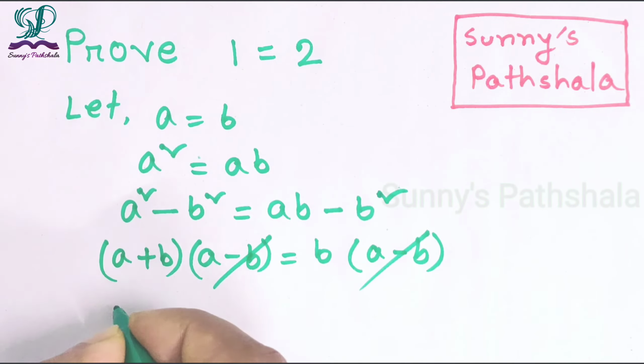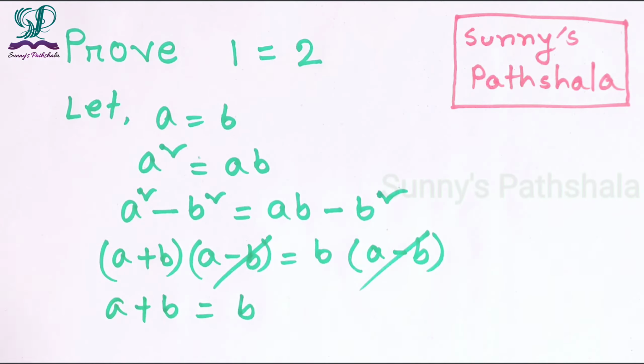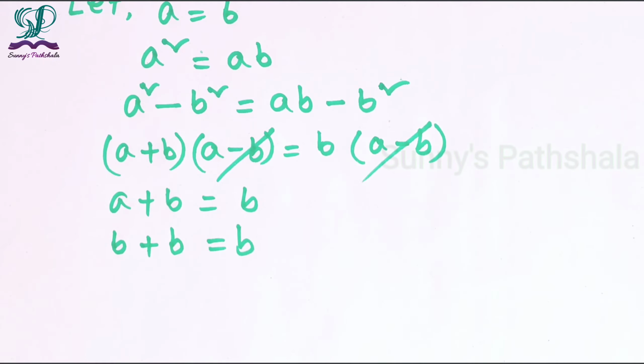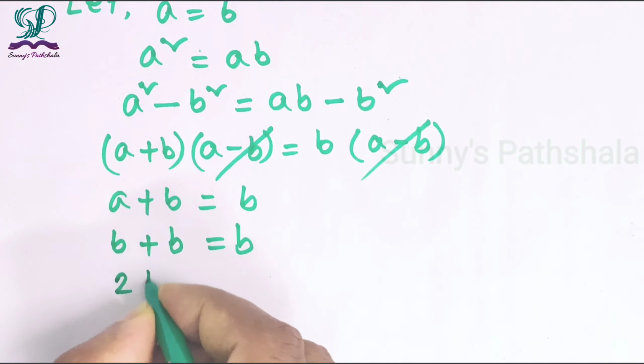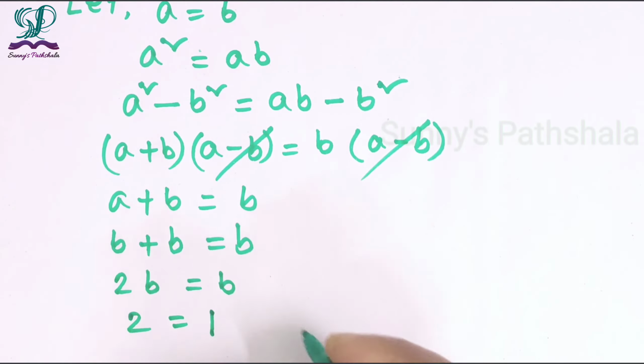Then we find a plus b equals b. But here a is equal to b, so you can write b instead of a. So we find b plus b equals b. Here we find 2b equals b, and we can divide both sides by b. So we find 2 equals 1, and that is my proof.